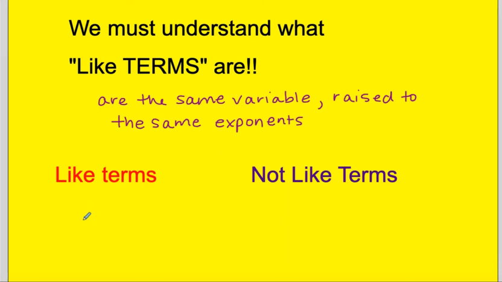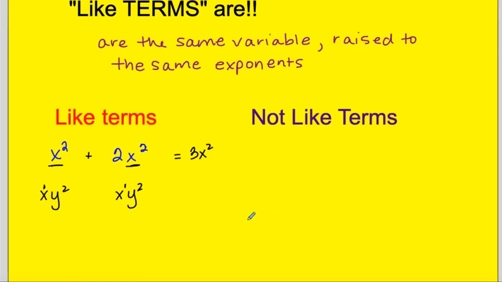So let's look at some examples of like terms. x squared and 2x squared are like terms. They are the same variable raised to the same exponent. So if we were to add them, because we can, that would be 3x squared. We treat them just like we're adding numbers, okay? But we never change the exponent. xy squared and xy squared are like terms. They have the same variables, each one raised to the same power or exponent. So those are like terms.